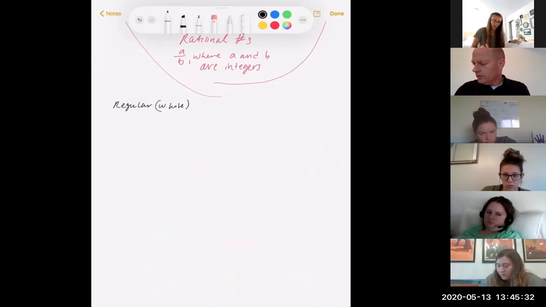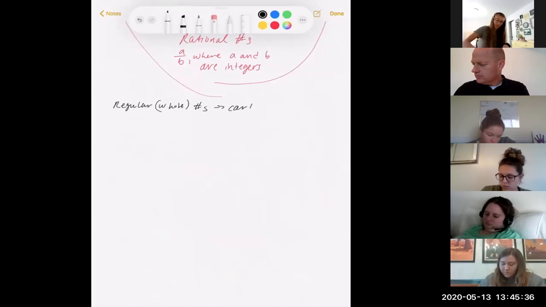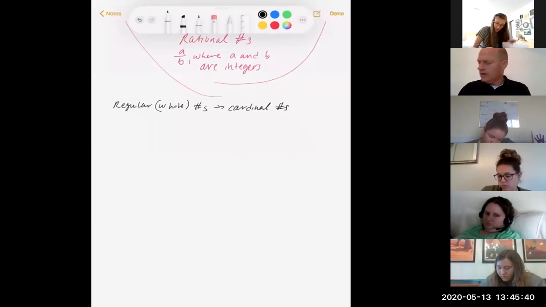You can use whole if you want. Those are called cardinal numbers. 1, 2, 3, 4, 5. And we use cardinal versus ordinal, even though there's lots of other types of numbers.